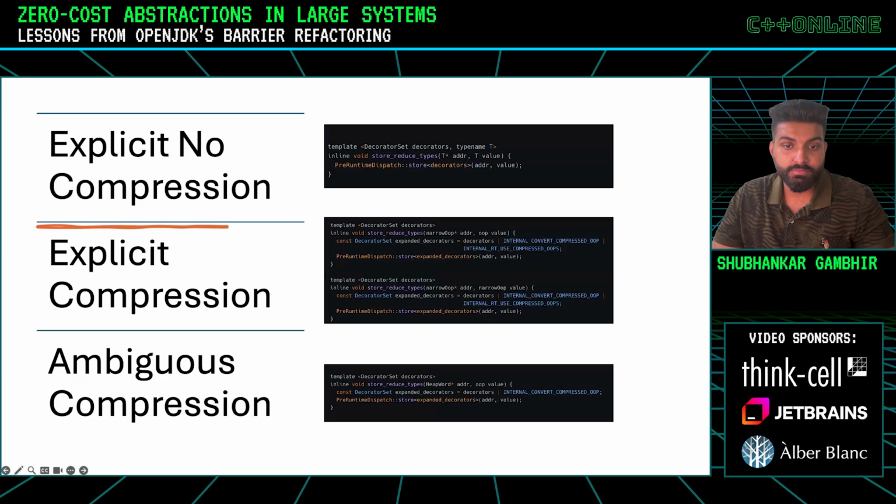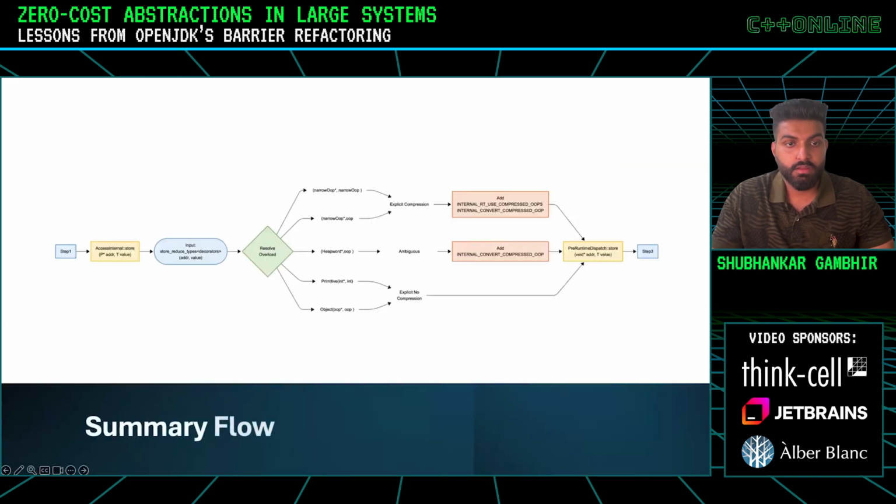Finally, look at the bottom block. If the address is a HeapWord star, it is a pointer to heap memory. The compiler has no idea if this JVM booted with compressed oops enabled. So it injects the potential tag, internal convert compressed oop, but intentionally omits the confirm runtime tag. It safely defers the decision to the runtime pipeline. Step 2 resolves the overloads, enforces the type reduction, injects the final compression state into a decorator bit mask, and passes it to phase 2, which is step 3.